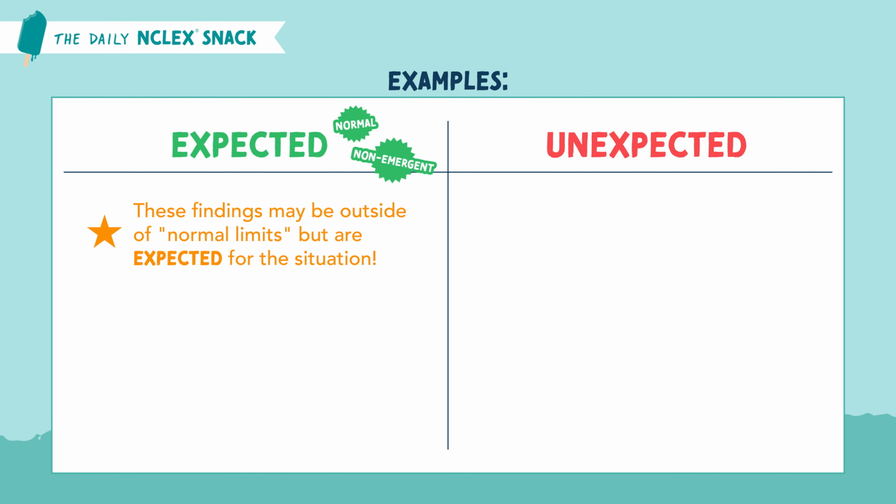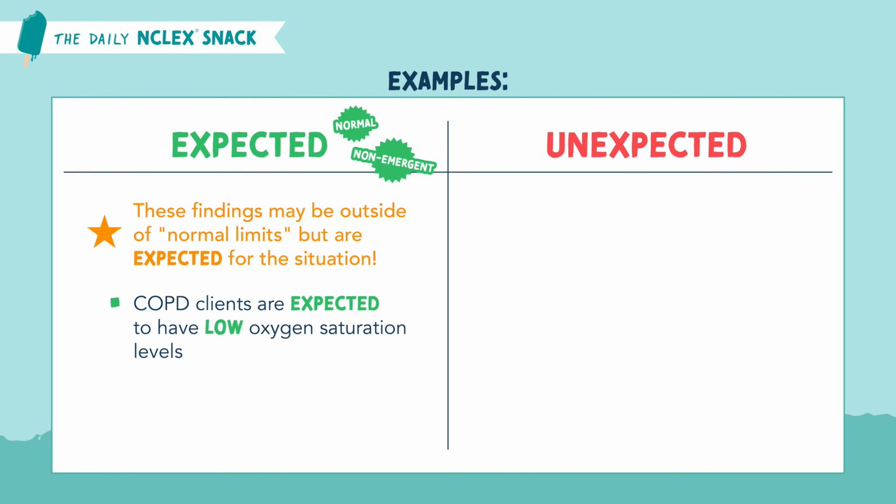Some examples of this would be COPD clients typically have oxygen saturation levels that are below normal. So it's expected that they have low oxygen saturation levels. So a normal O2 sat is 95 to 100%. But in COPD clients, it's expected or normal that they could have oxygen levels as low as 88%. Or like in this question, a client on nitroglycerin who has a very bad headache. This is a normal and non-emergent finding. This is an expected side effect.